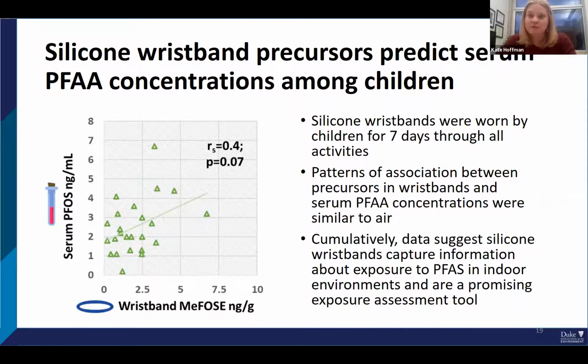So we asked kids to wear these wristbands, and the idea behind their use is that they sorb compounds from your ambient environment while they're being worn. So we asked kids to wear those for 7 days. And we saw really similar patterns of association between the compounds detected on wristbands and PFAS in serum, for example. So we saw similar patterns. I won't go into a lot of detail just for the sake of time, but this suggests that these wristbands may be a useful tool in monitoring indoor environmental exposures.